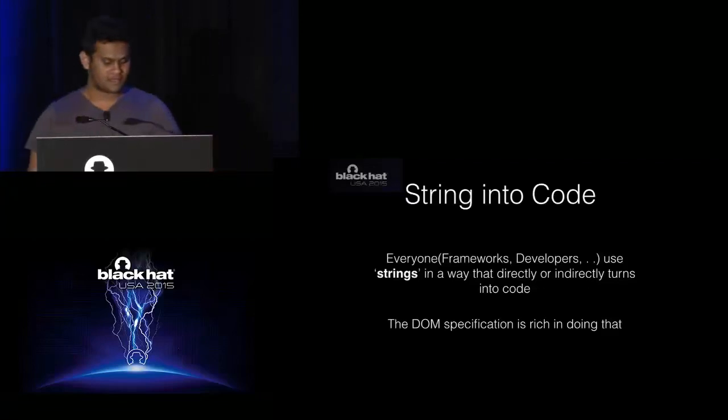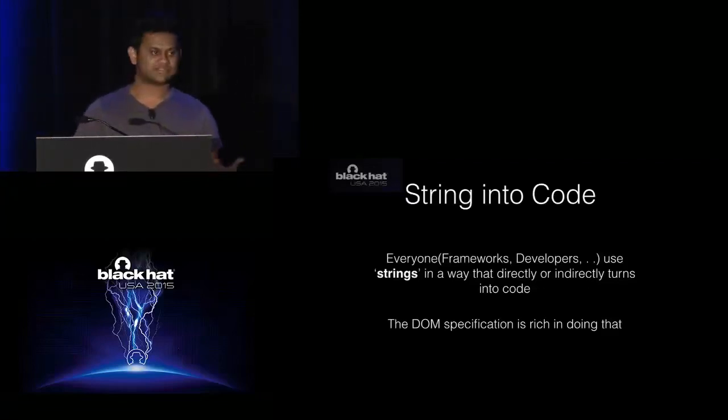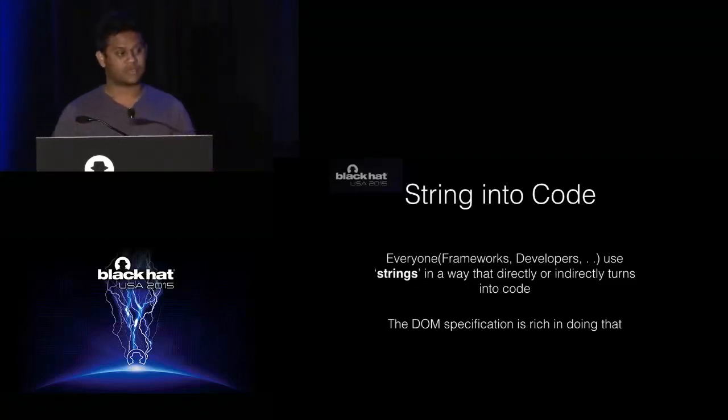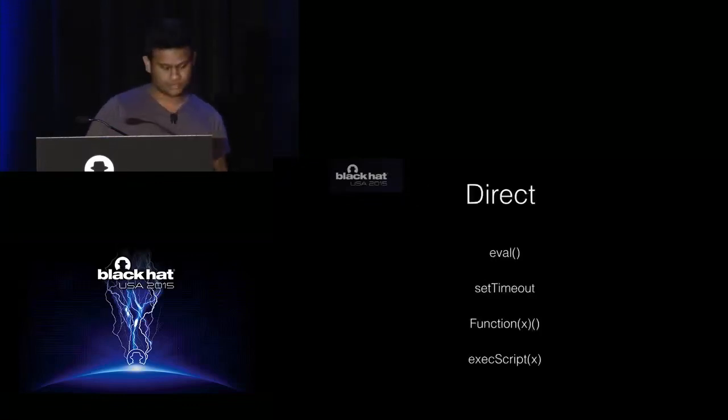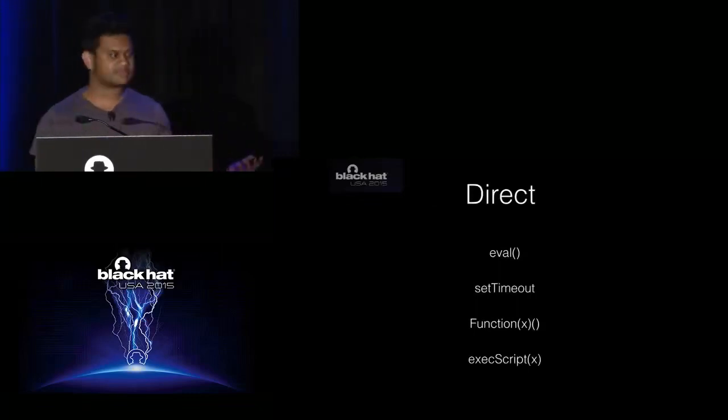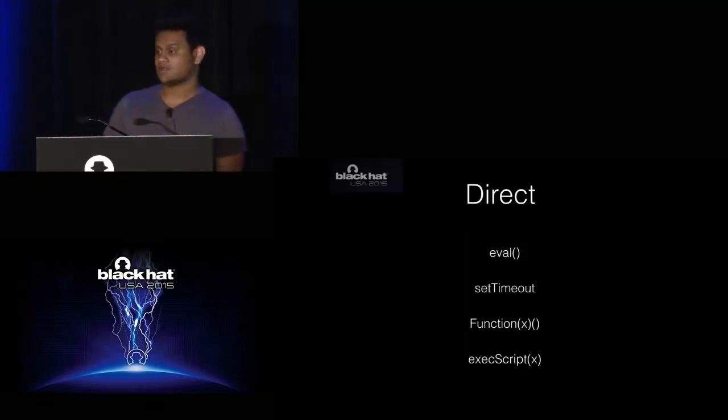Even frameworks, for instance AngularJS, have some ways of executing code directly from a string, and even though eval can be disabled using strict JavaScript parsing, things can still go wrong. That is specifically because the DOM specification, the DOM APIs, are pretty rich at doing these string to code conversions in a direct or indirect way. The direct ways are pretty obvious. We have been hearing that JavaScript eval is evil for a long time.